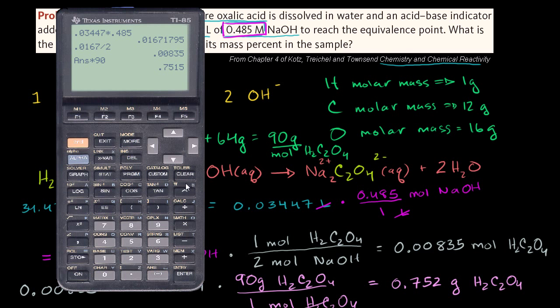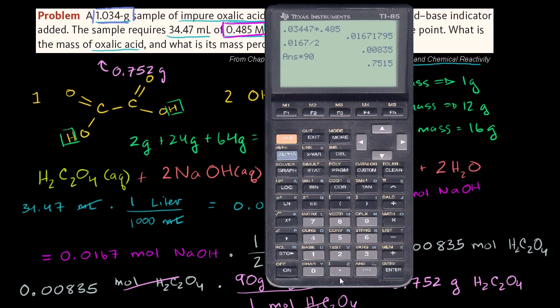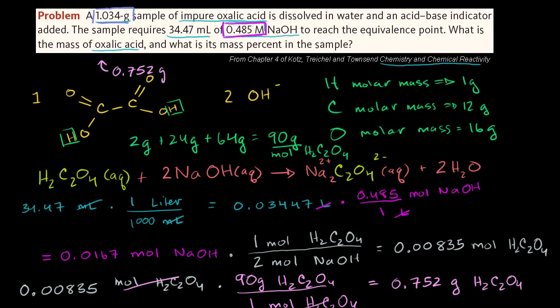So let's get the calculator back. So we have 0.752 divided by 1.034, and we get 72.7%. So the answer to the second part, right over there, is 72.7%. We were able to figure out that this impure oxalic acid sample is 72.7% actual oxalic acid.